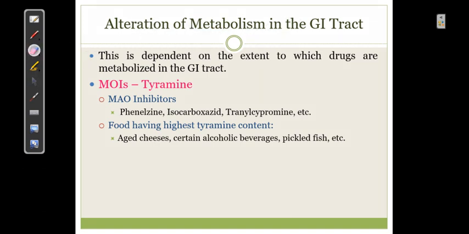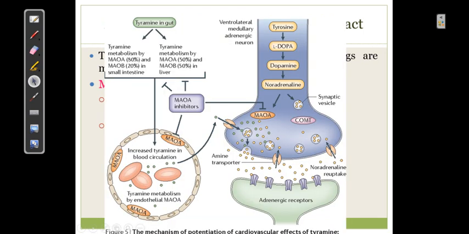You can see that tyramine in the gut is normally metabolized by the MAO enzyme, about 80 percent. You can see that MAO A is the major one, and that is present in the intestinal mucosa. Normally whatever tyramine is taken through food does not reach the blood circulation at a high level, because there is local metabolism. And if you give non-selective MAO inhibitors, they will inhibit MAO A as well as MAO B.